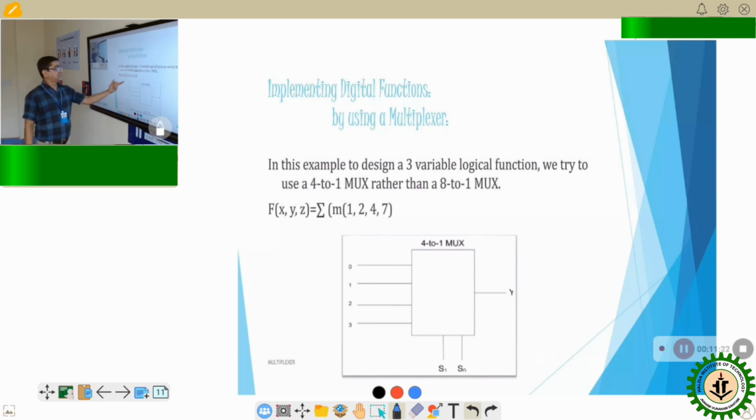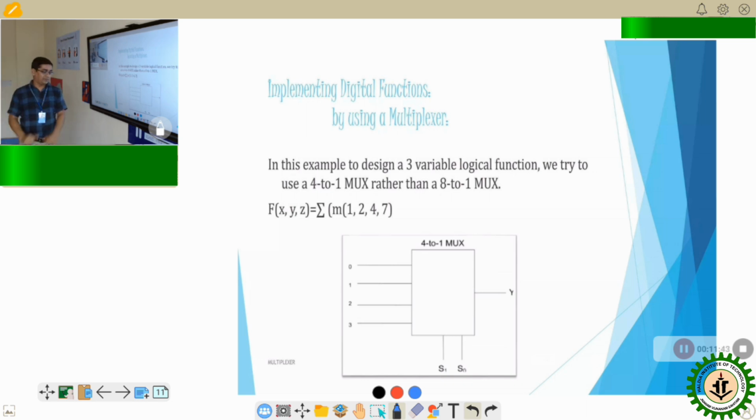This is the value of the function. The given function is 1, 2, 4, 7. So this function can be implemented with the 4:1 multiplexer. Actually, there are three variables, so three select inputs.